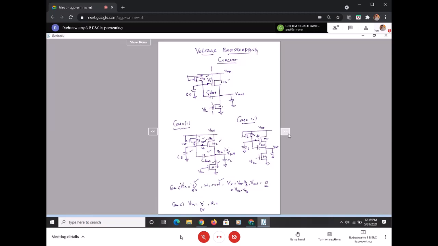What will happen to my M1? Off, sir. It is off. Okay, V in is equal to 0 in this case, V in is equal to 1 in this case. It is off. Now, what really happens in the circuit? That is very important now.